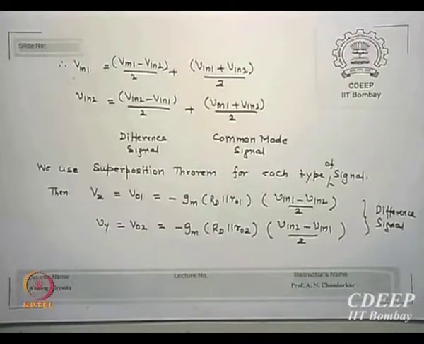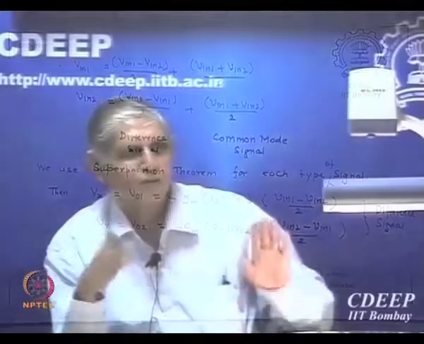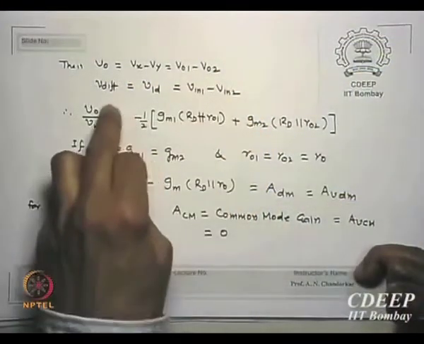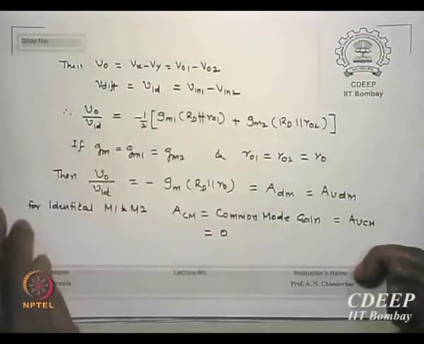Is that method clear? I have two signals, the difference mode signal and the common mode signal. I will find the gain for both signals and add them by superposition. Okay. If I do so, I get V0 is Vx minus Vy, which is V01 minus V02, and the difference signal is V in 1 minus V in 2.